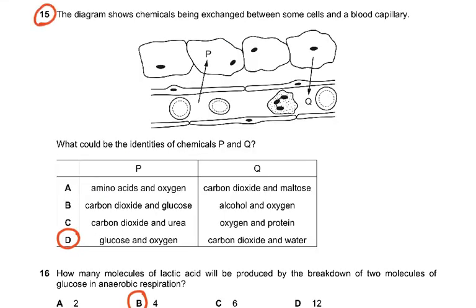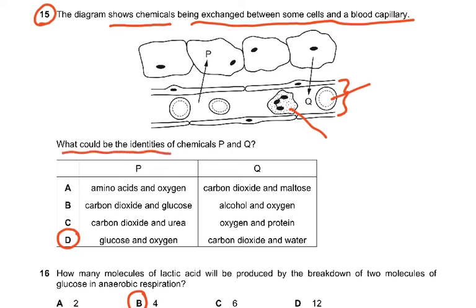Then coming to question number 15, the diagram shows chemicals being exchanged between some cells and the blood capillary. Now you know this is the blood capillary, and you can see this is the red blood cell and this is the white blood cell, which is the phagocyte. And you say what could be the identities of P and Q? You know, P is going from the blood into the body cell. These are the body cells.